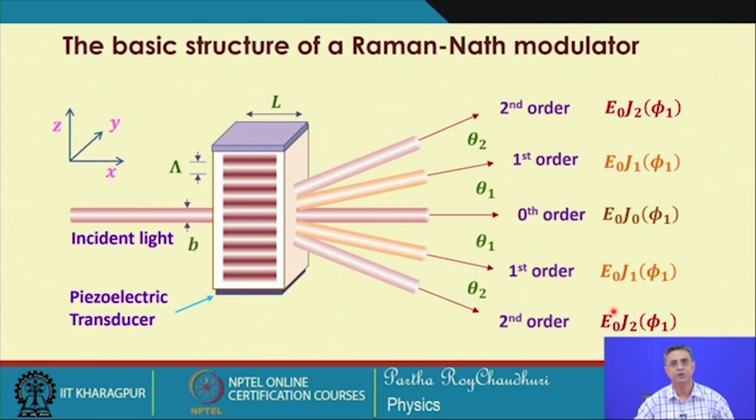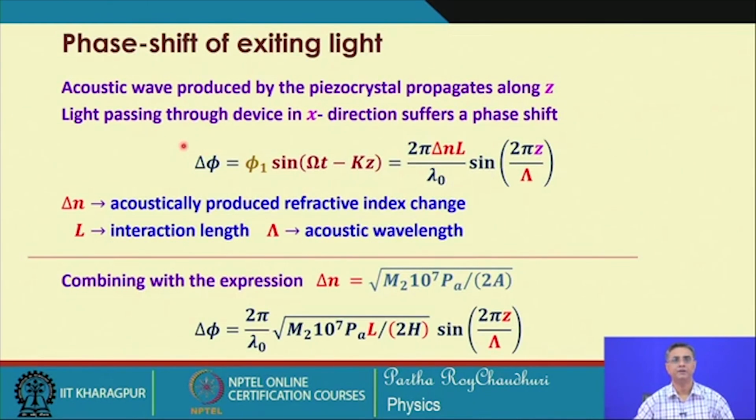So, knowing all these J1, J2 for the value of phi 1, which will be the phase accumulated by the optical wave while travelling this length, we can find the distribution of intensities at the various diffracted orders. So, delta phi is equal to phi 1 sin omega t, because this is at the acoustic frequency, looking at the standing nature of the grating with respect to the high frequency of the optical beam.